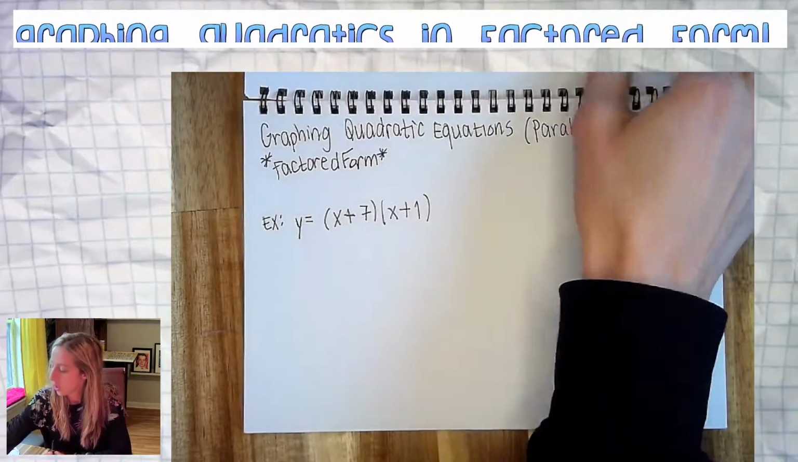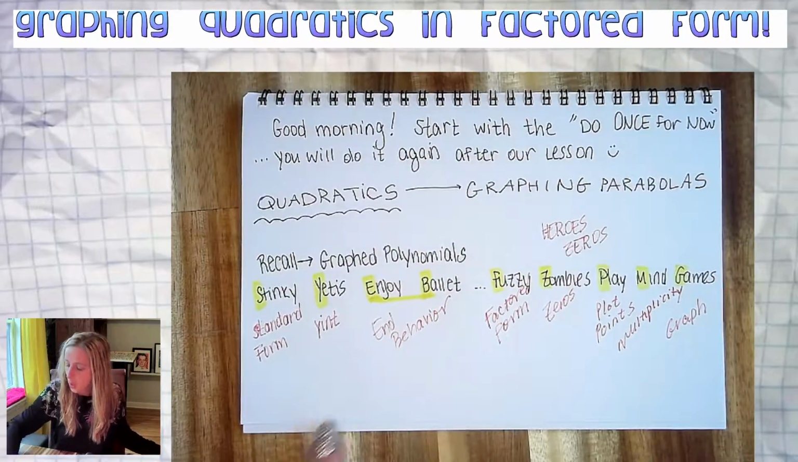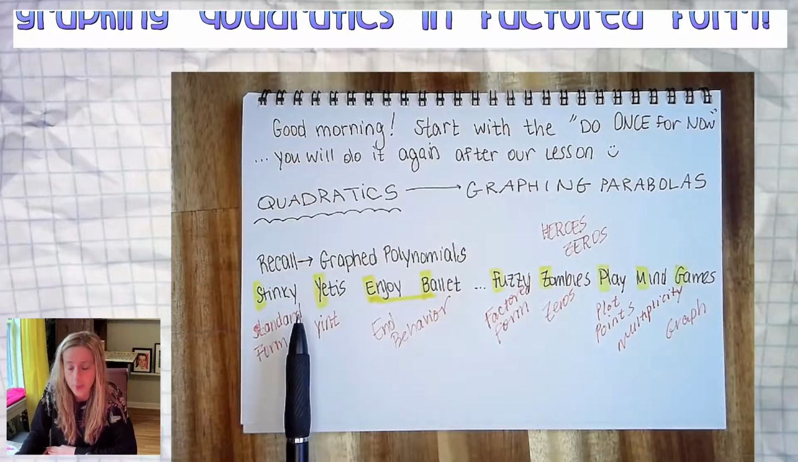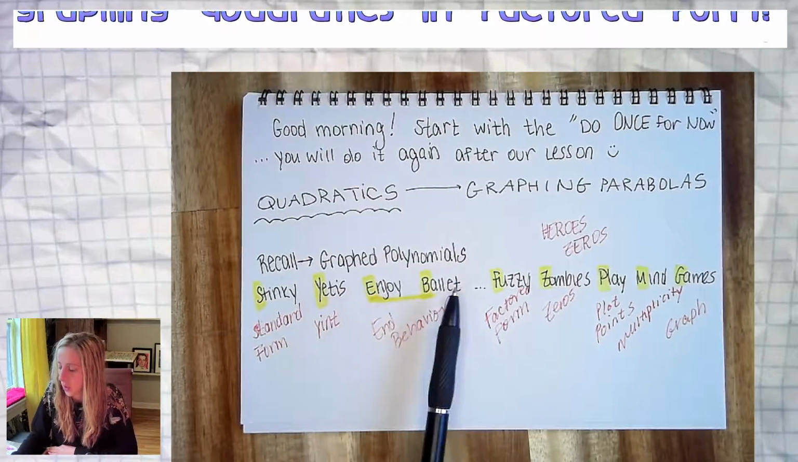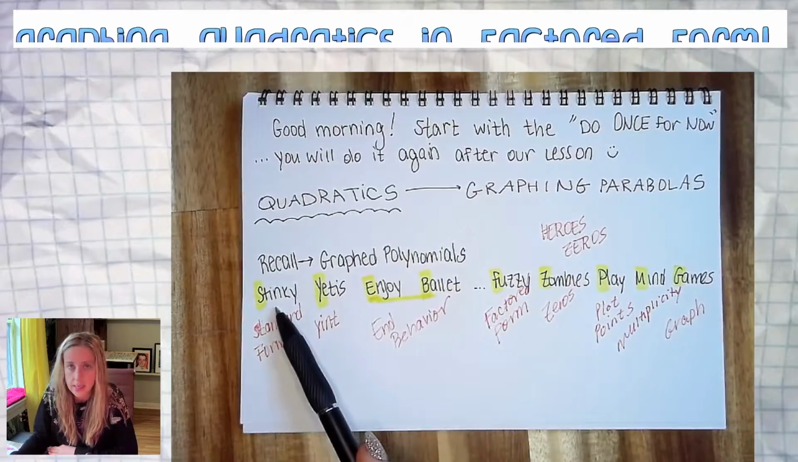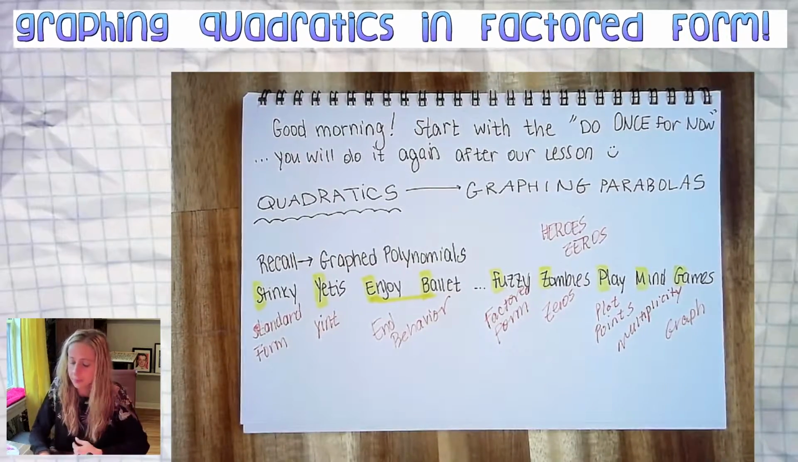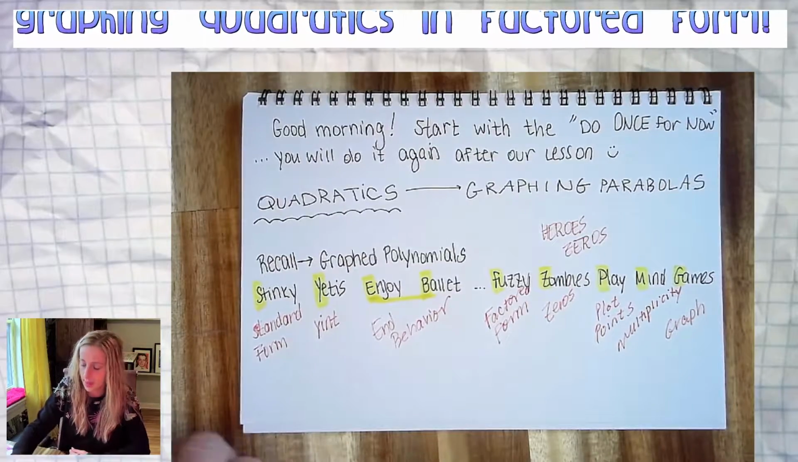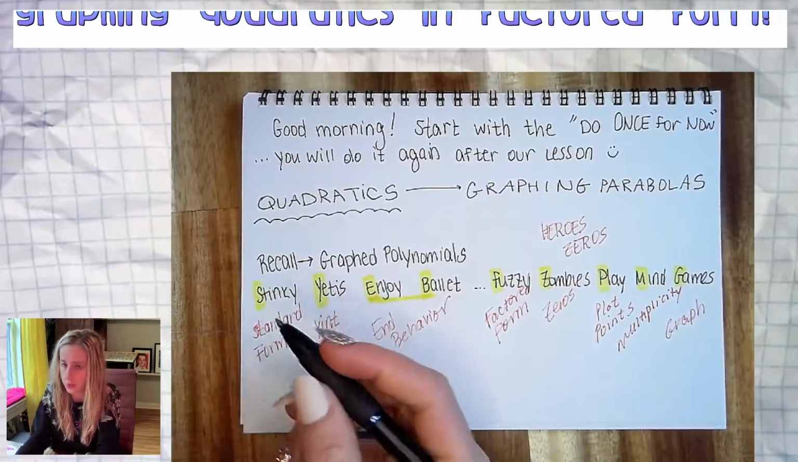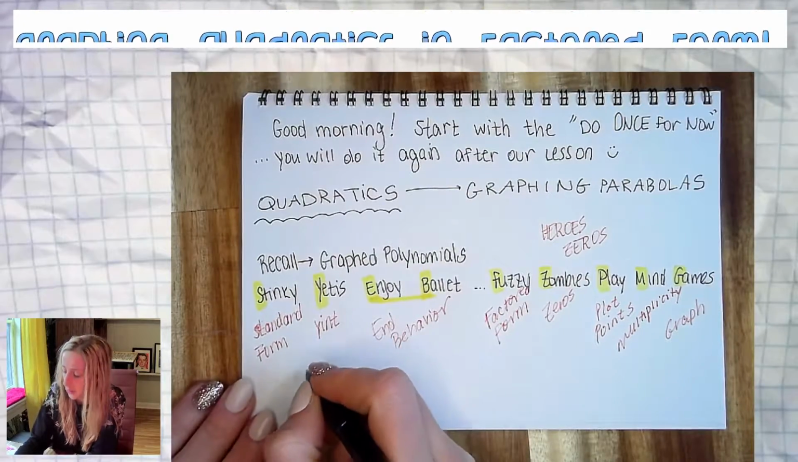So before I started recording, we did a little recalling where we used our little mnemonic device here. Stinky Yetis enjoy ballet and fuzzy zombies play mind games. Stinky stood for standard form. Standard form looks something like the following. I'm going to do 4 examples of standard form.